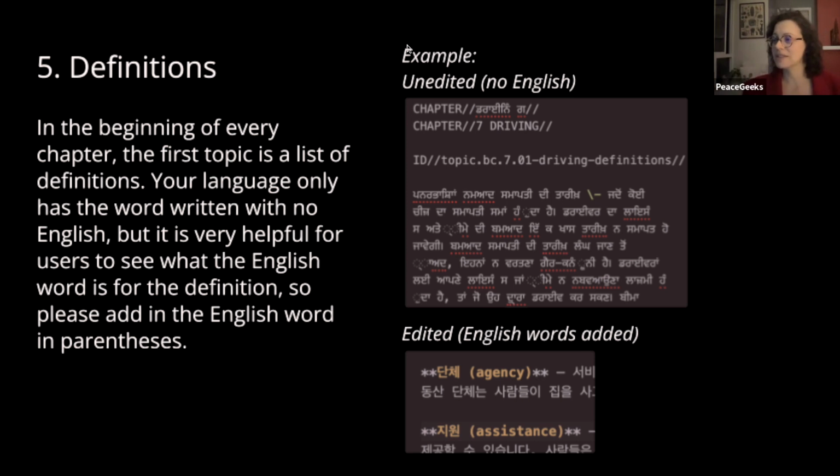But at the bottom, you can see in the Korean, there's the Korean word, and then in parentheses, the English word agency. And that's all within the double star bracket. So all of that will be bold. So again, very helpful for someone who maybe only speaks Korean to be able to see, oh, now I know what this word is in English as well, as they're reading through. So that's why we do that.